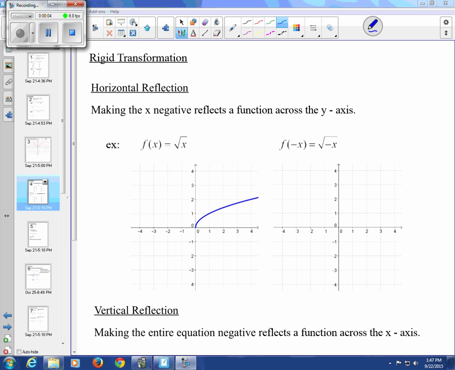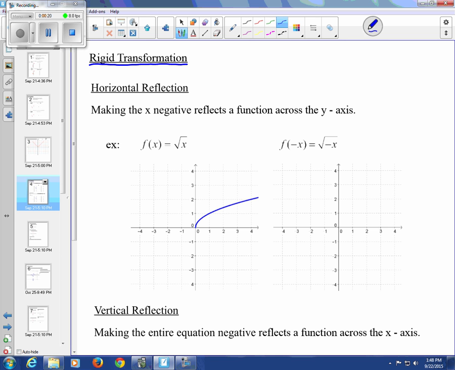All right, guys, this is our second video on graphing transformations of functions. We're going to continue talking about rigid transformations in this video. And here we're going to start looking at reflections of functions.